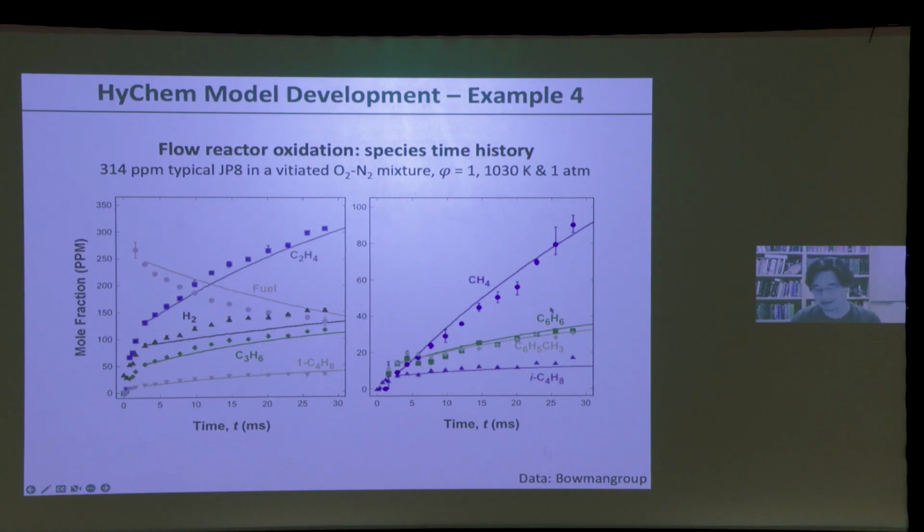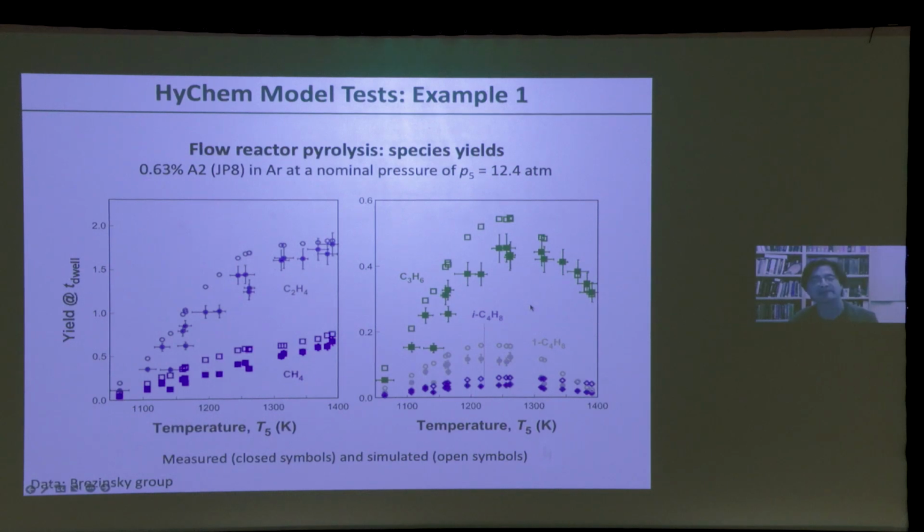We have benzene and toluene. So the inverse of this problem allows us to fully determine those kinetic model, HyChem model parameters. And there are some more examples showing the measurements in the shock tube, and the open symbols are the model prediction.